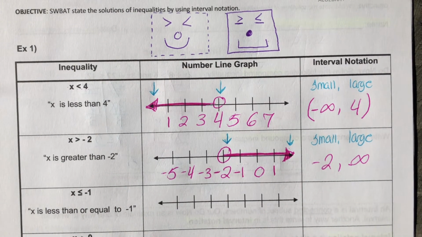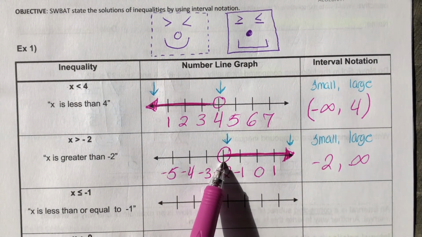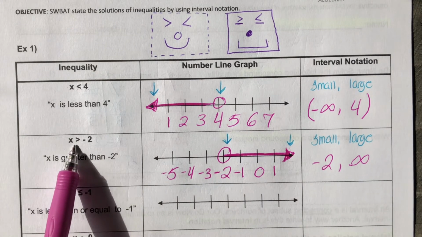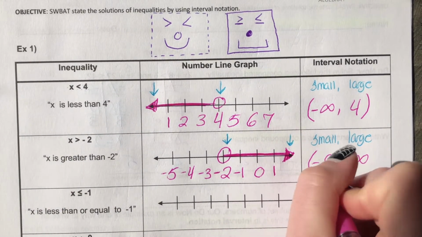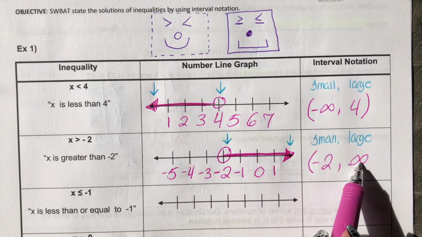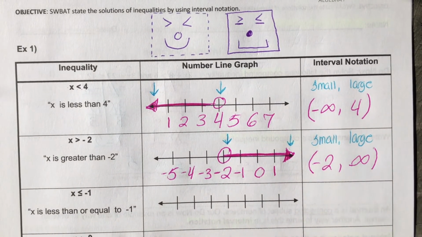And then again, because this is not included, okay, it's just the greater than symbol. Greater than is a parenthesis. It's not included. And infinity, I have no idea what infinity is. So again, that would be a parenthesis as well.